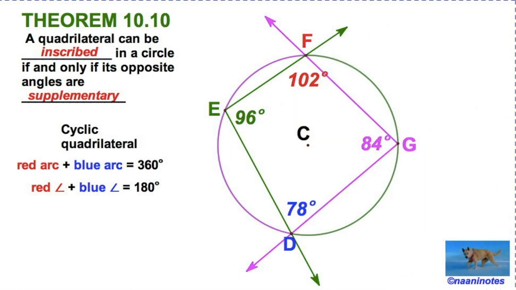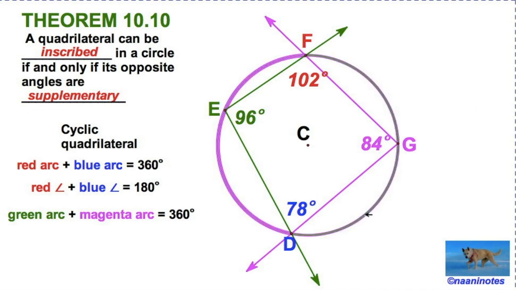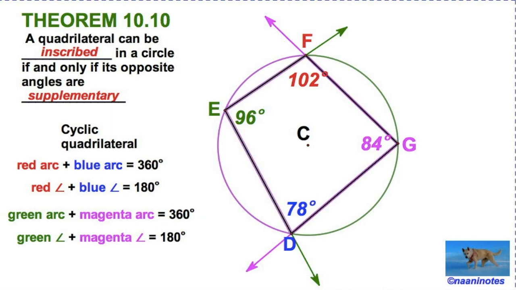And heavens to Murgatroyds, we add those two together, we get the same thing. Why? Because again, these two arcs, this arc and this arc, make an entire circle. And therefore, these two angles have to add up to 180 because they're each half of their respective intercepted arcs. In the end, this is my quadrilateral, and both pairs of opposite angles are supplementary.